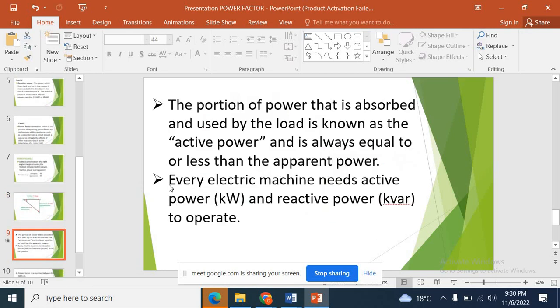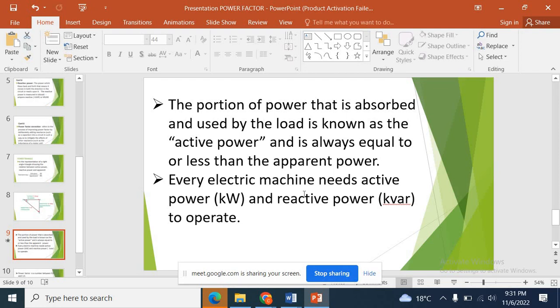Our second last slide. It's still explaining the power factor topic. The portion of power that is absorbed and used by the load is known as the active power, and is always equal to or less than the apparent power. Remember, the apparent power is the total power delivered to a load, and it doesn't mean that the power delivered to a load is maximally utilized.